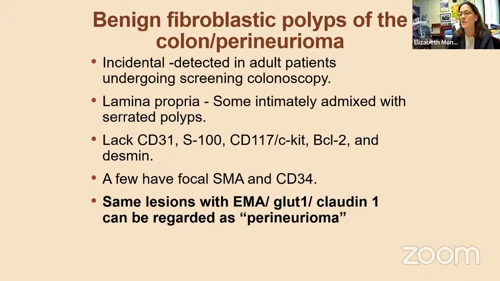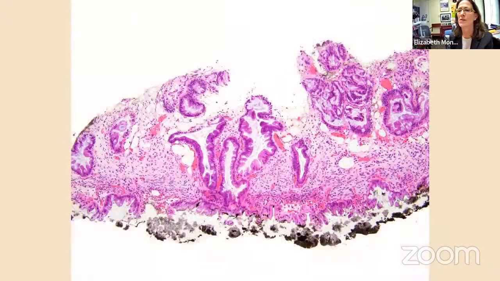If you do immunostains, they really don't stain with much of anything, but if you're lucky enough to have Claudin-1, the classic perineurial marker, they do stain with it, and you can usually get some expression with epithelial membrane antigen. So folks tend to call them perineurioma or perineurial proliferations. They're benign and incidental. So here's such an example. You can see it's associated with a serrated polyp. I think this one's probably a sessile serrated adenoma rather than a hyperplastic polyp, but here's the lesion in question for the moment. This perineurial cell proliferation.